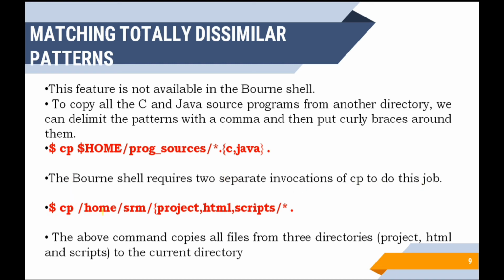Okay, see here cp home srm is there, project comma html comma script, and this one will be there. Here the curly bracket will be there, so this thing you have to mention. So the above command is going to copy all the files from three directories, project, html and script, to the current directory, that is srm. See, this is my destination, right? So all the files which are present here, you are going to copy here.